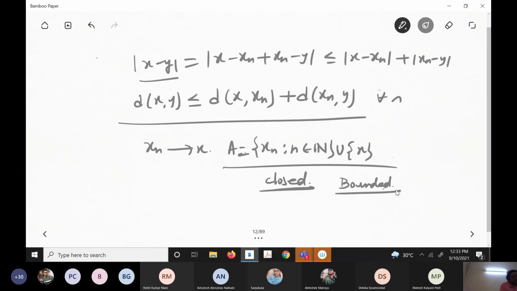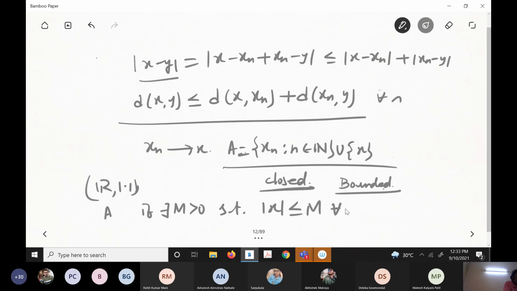Now look, in R, when you have bounded, suppose a set A. It's called bounded if there exists M greater than 0 such that you have this. This is the thing. But this actually means what? |x − 0|. That means you are calculating distance from 0.